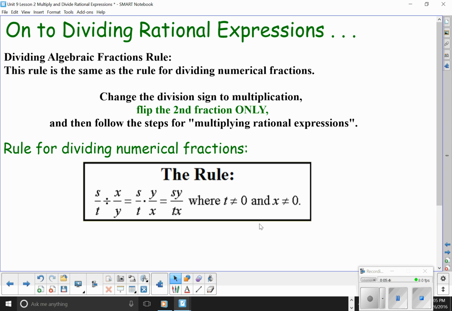Let's face it, dividing can't be really harder than multiplying, because the way you divide fractions, the only extra thing you do is you flip and multiply. Remember, you change the division sign to multiplication and flip the second fraction only, or take the reciprocal of it. Let's look. s over t divided by x over y is equal to s over t times y over x, where t does not equal 0 and x does not equal 0, and oh, by the way, y does not equal 0. Let's go on.